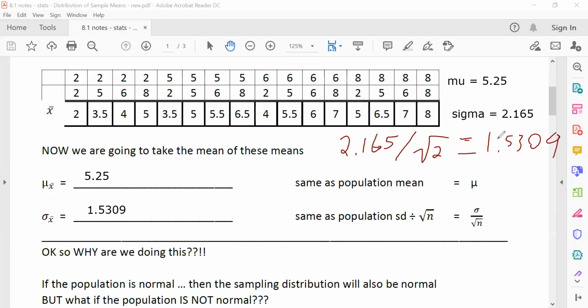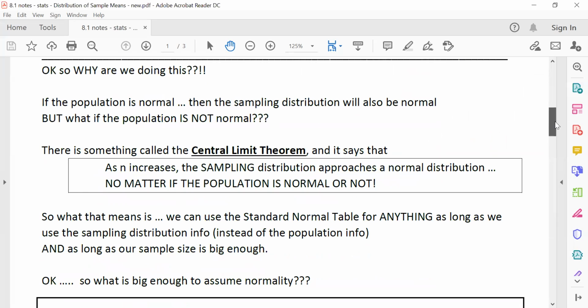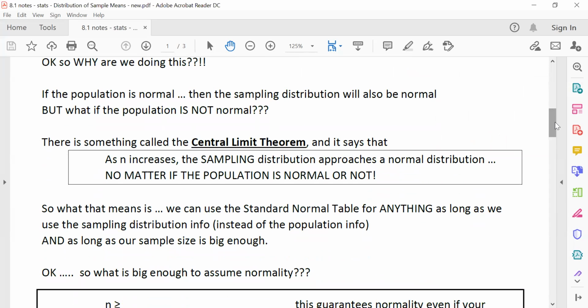The whole point behind this song and dance is that we're actually going to be using this formula and this concept in order to construct probability distributions for samples. We're going to do all this so we can construct probability distributions for samples. Why are we doing all this?